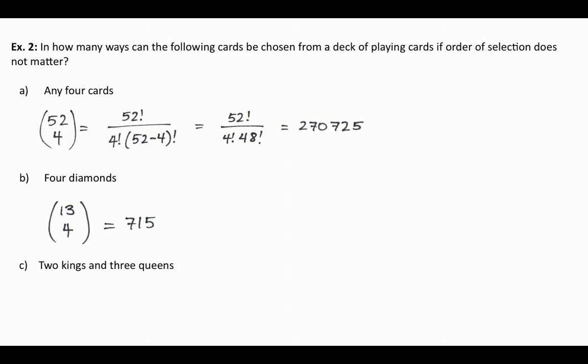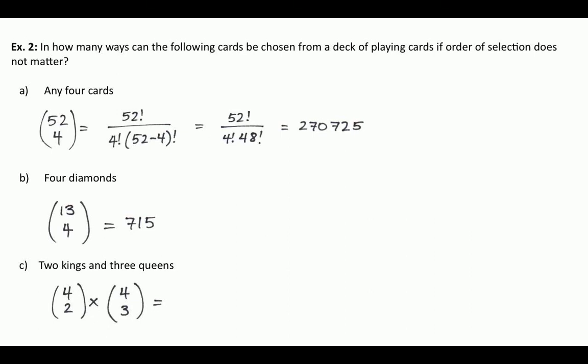Well, there's 4 of them, and we want to choose 2. That makes sense. Well, there's also 4 queens, and we're going to choose 3 of them. Yep. So I could say 4 choose 3. And because we've used the word "and," we want 2 kings and we want 3 queens. Yep.